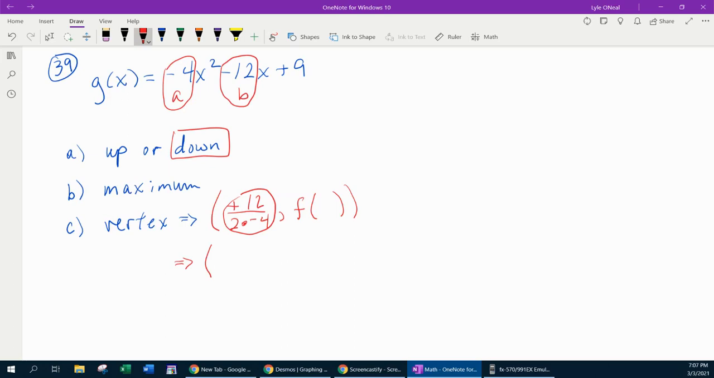Okay, so to simplify, that's going to be 12 over -8, f of whatever we get. Again, I'm hanging on to this spot right here until I get this part simplified. -12 over 8 reduces to -3/2, and now that's going to go in the parentheses here.